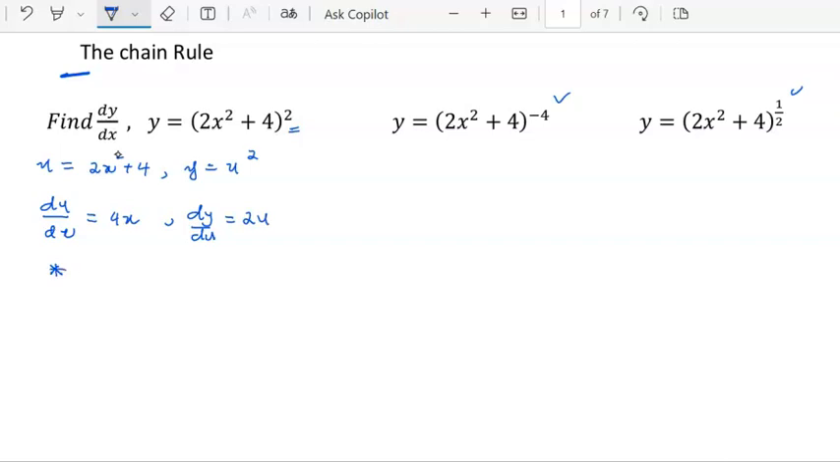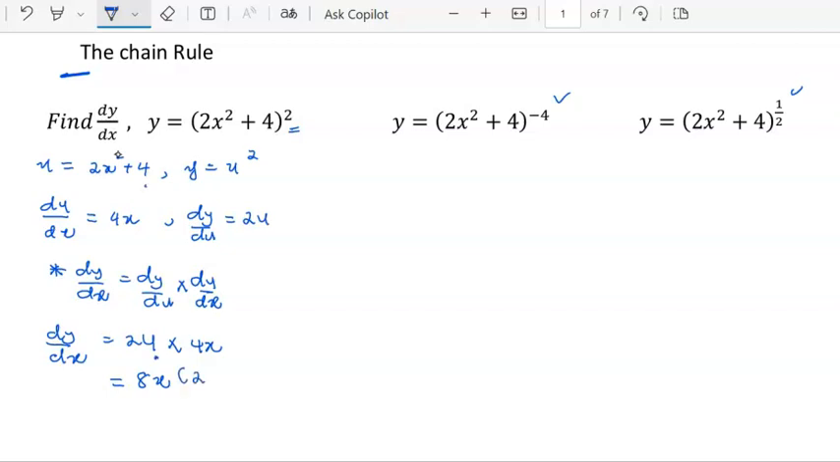From the chain rule, dy/dx is dy/du multiplied by du/dx. So dy/dx, the derivative of the function, is dy/du, which is 2u, multiplied by du/dx, which is 4x. Your final answer is 2 times 4, which is 8x. And then what's your u? Your u is this function here, so your answer is 8x times (2x squared plus 4). That's your final answer. Let us try this one here.